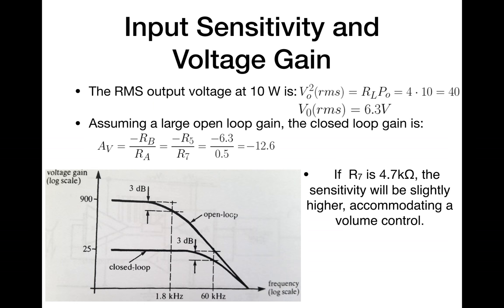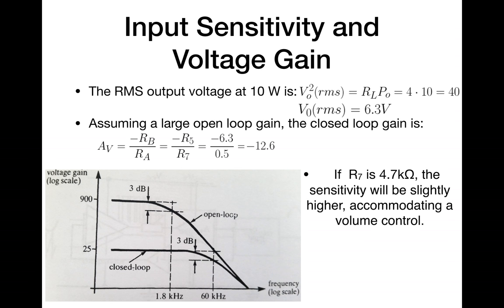So basically, we want to figure out what the RMS output voltage is at 10 watts. With a 4-ohm load at 10 watts, you'll get 6.3 volts RMS across the load. Now, assuming a large open loop gain, and in this case it's reasonably large enough to assume this formula for shunt feedback, you get a gain of around negative 12.6 because it's inverting. If R7, like we said earlier, is going to be 4.7K, it actually sets the sensitivity to be a little higher than half a volt RMS, but that's kind of good because if you want to put a volume control on here, the volume control is going to attenuate even if it's turned all the way up. So it's going to accommodate that much more nicely.